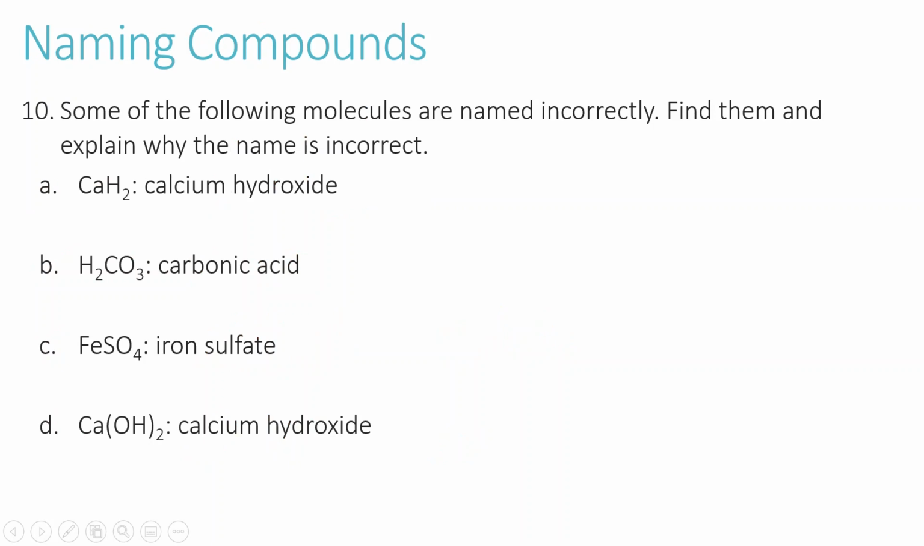Here we have molecules. Some of these are going to be named incorrectly. So we want to figure out which ones they are and then correct their name. Here I have CaH2, and we're calling this calcium hydroxide. So this name does not match this formula. If I want calcium hydroxide, calcium is Ca with a +2 charge, and hydroxide is OH with a -1 charge. So my formula should be Ca(OH)2.